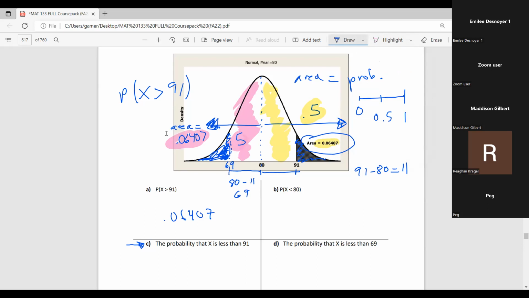So I'm going to go ahead, talk to me. To find the yellow and the pink, you do 0.5 minus 0.06407.